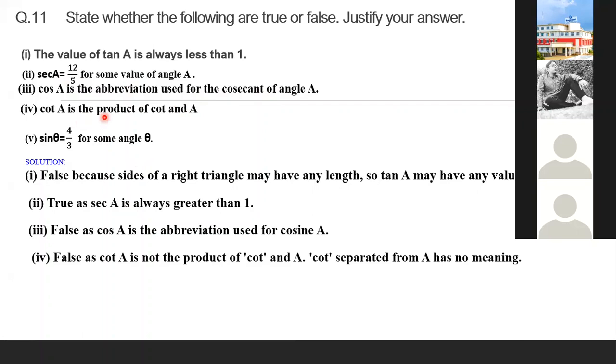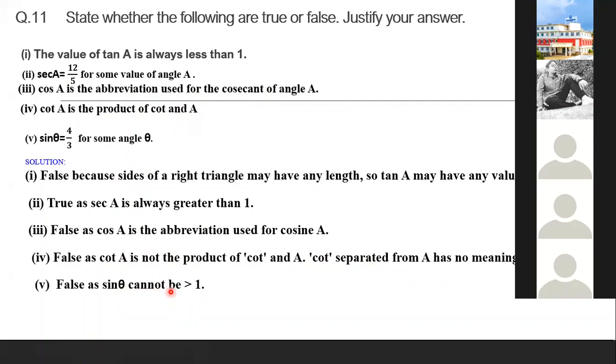Next one, cot A is a product of cot and A. It is wrong, as cot A is not a product of cot and A. Cot separated from A has no meaning. It is not at all mentioning for which angle, with respect to which angle. This was already discussed in the beginning, right? Last one is false because, as I just explained, sine and cos always will be less than 1. Sine theta cannot be greater than 1.